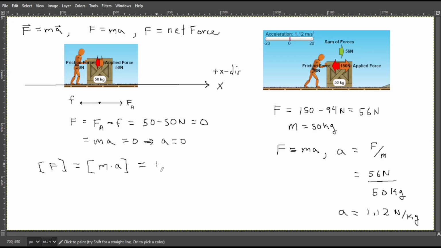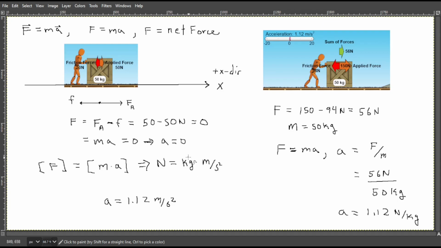And so therefore, the units of force, which are newtons, have to be equal to kilograms, that's units of mass, times units of acceleration. Well, acceleration in SI units, you may recall, has units of meters per second squared. And over here then, I can see what units of newtons are. They're kilograms times meters per second squared, so acceleration has to have units of meters per second squared. The kilogram will cancel out. So our acceleration is 1.12 meters per second squared.